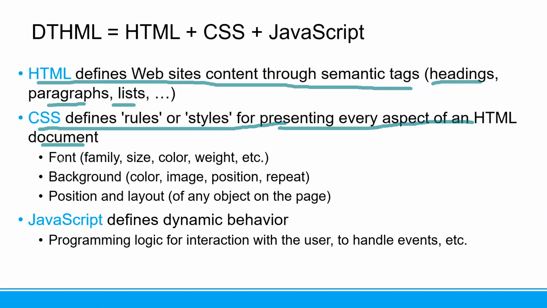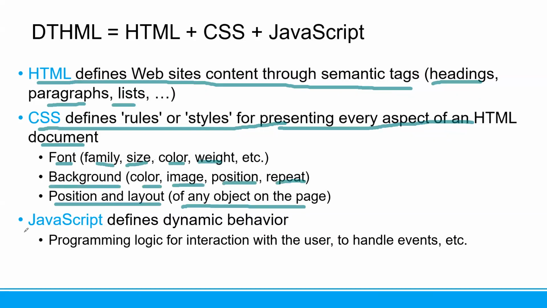We have, like, font. Okay, what is the family? What is the size? What is the color? What is the weight? And we have the background. Maybe we want to set the background color. We want to set the image position and repeat. Or maybe we want to deal with the layout and position. So any objects on the page will be able to be laid out or positioned.